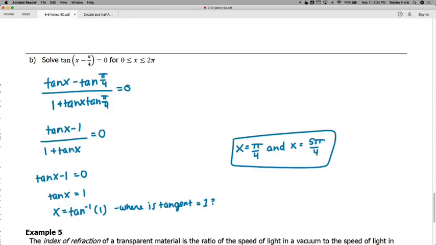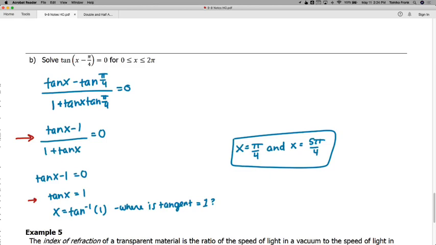B is a little bit trickier. If you guys haven't noticed already, we first expand using the tangent of A minus B. And then what happens is we have this equal to 0. So in this step here, what I did is I cross multiplied, or I multiplied everything by 1 plus tan x, both sides. And that just goes to 0. So we're looking essentially for where the numerator, or tangent x minus 1, is equal to 0. And then when I add 1 to both sides, we get the tangent of x is equal to 1.